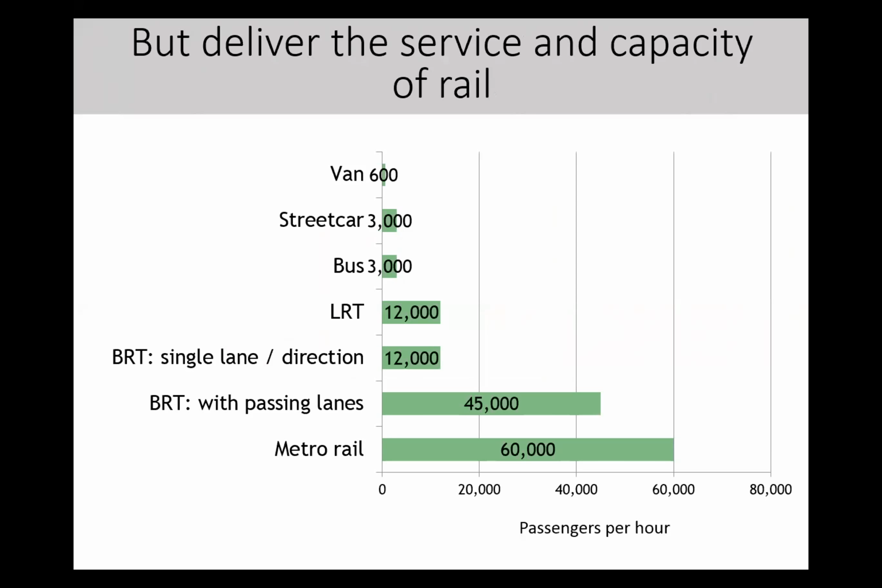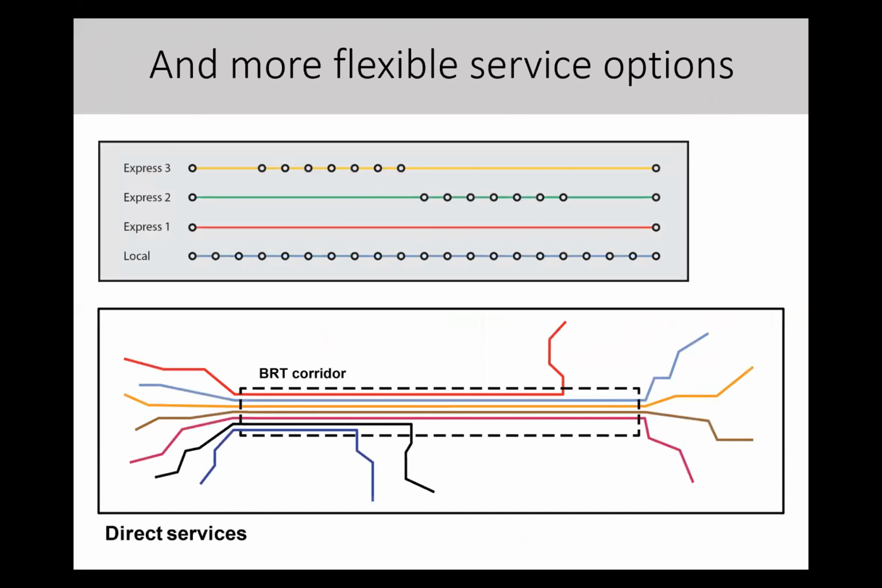When you add passing lanes, you really increase the capacity of a bus rapid transit system. And then Metro has higher capacity than all of them. But BRT has more flexible service options. So you can do local, express, or limited stop with BRT. The addition of a passing lane gives you a lot more flexibility in how you do that.